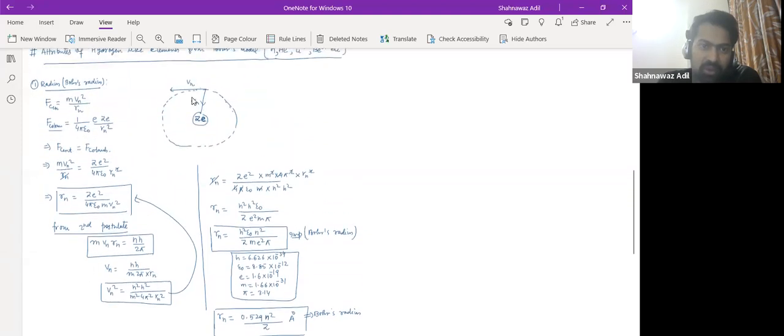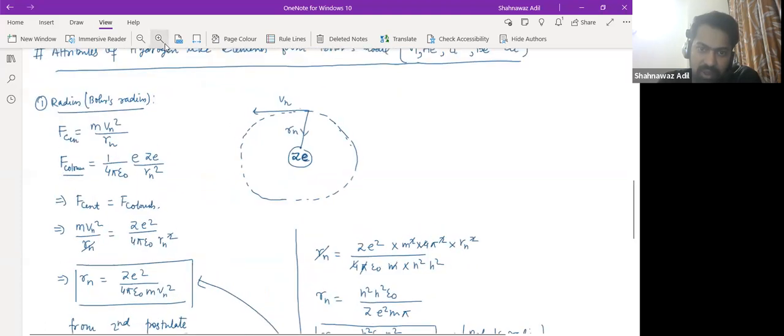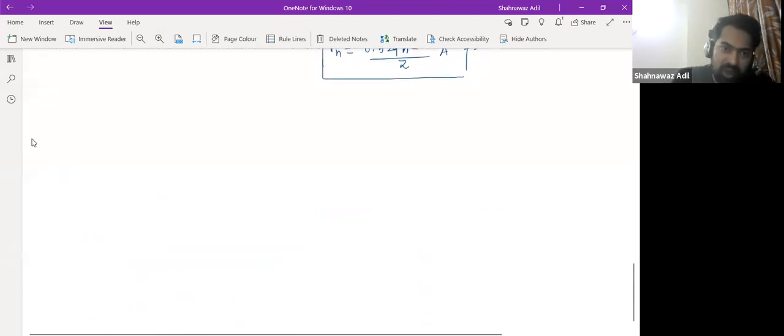Okay, so let us also solve for velocity. The other thing that we have to calculate is the velocity of the nth orbit.